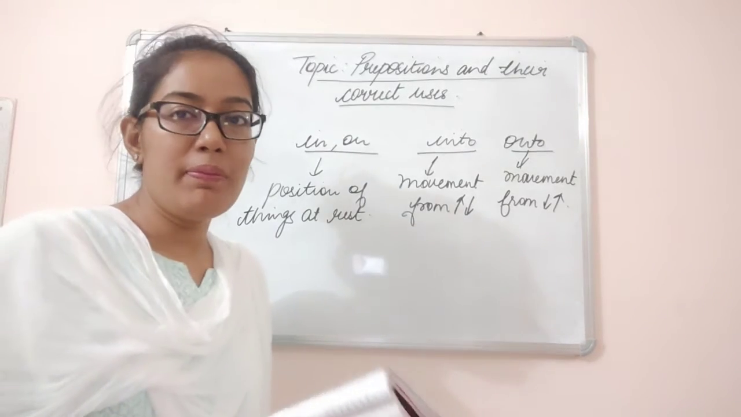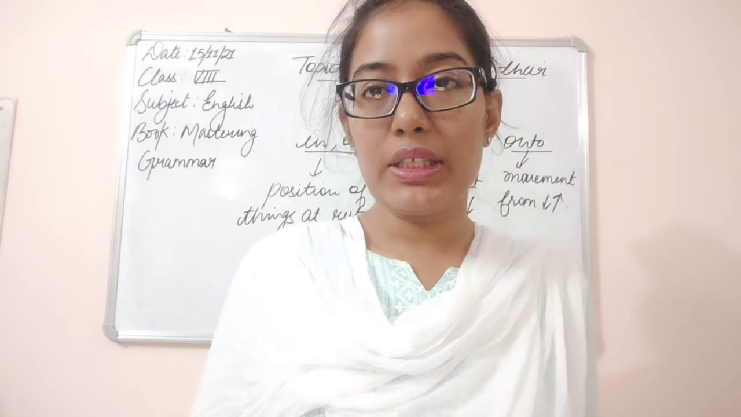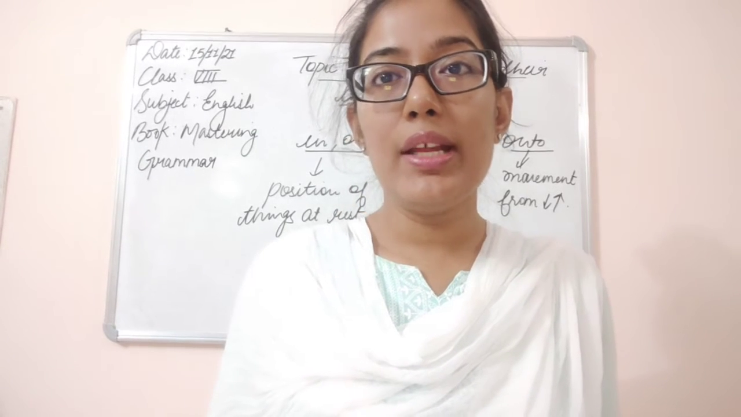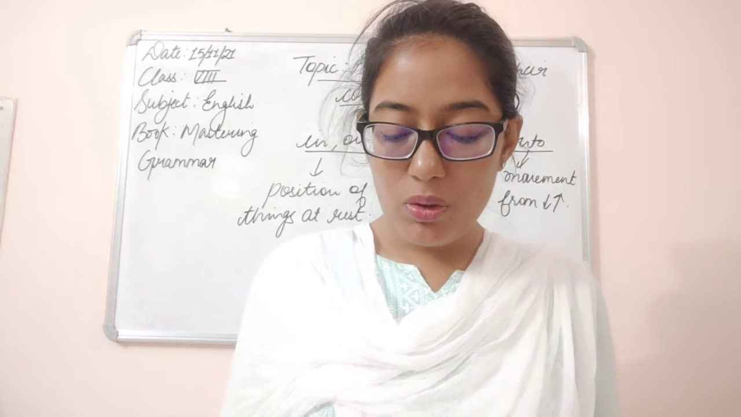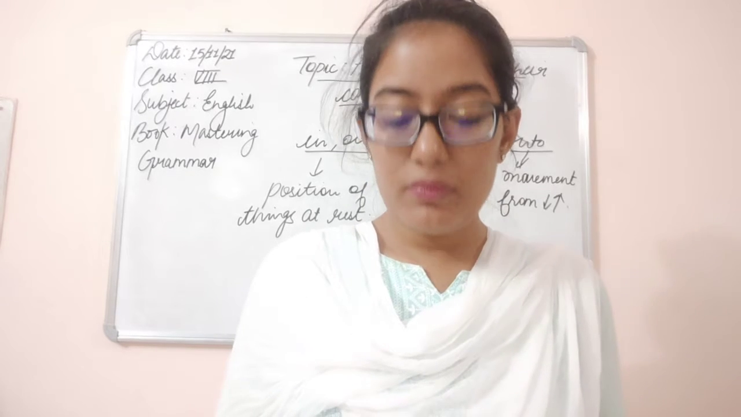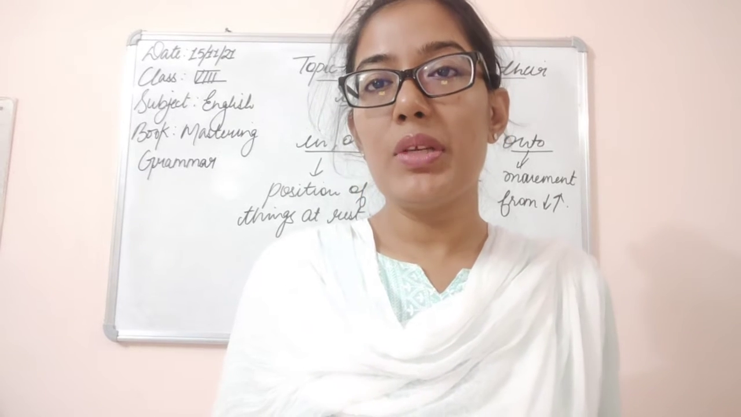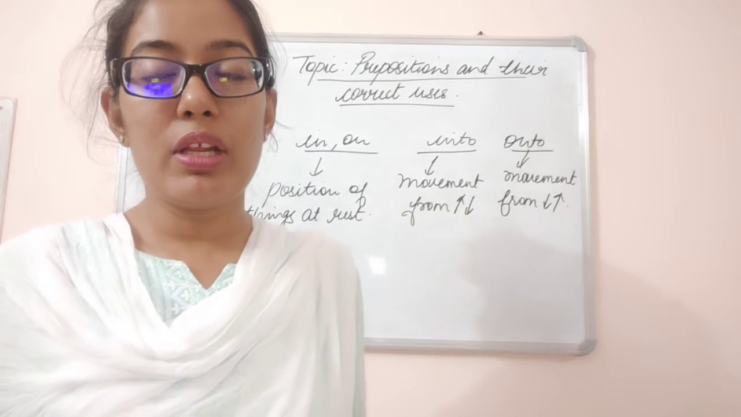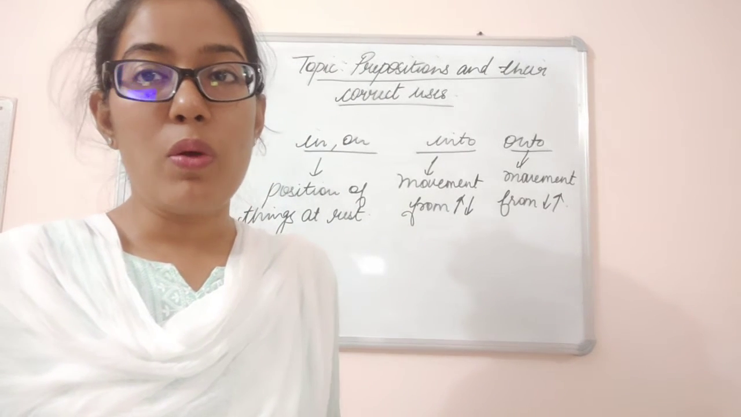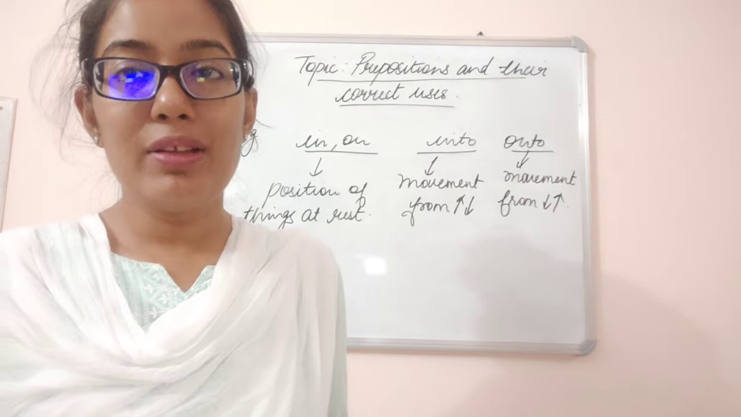Now let's move on to some examples. The fruits are kept in the basket. This is the position of a thing at rest. She is carrying the chair up the stairs onto the top floor. Moving to the top floor means a higher level, so for a higher level you will use onto. When it is a lower level, you will use into.